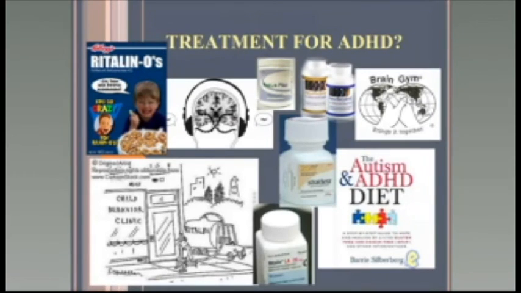So let's think about treatment. What can be done as a result? This is a slide that simply shows you some of the things that are out there in terms of ideas, everything from things that have been tried that have been debunked, brain gym, Ritalin O's, I don't recommend them, but certainly other medications that have been tried, stimulants and non-stimulants.